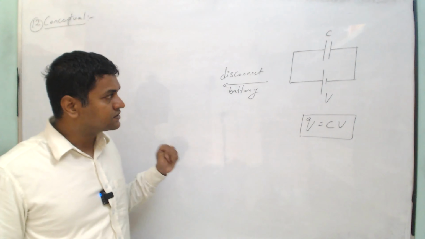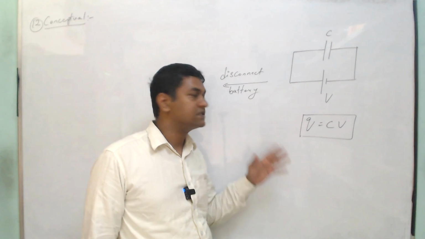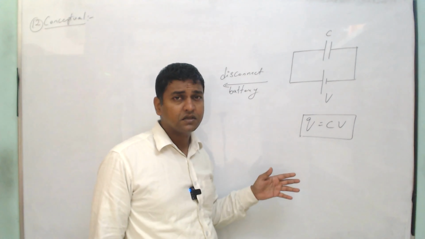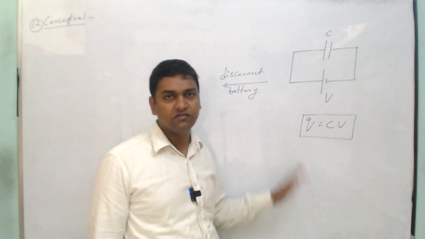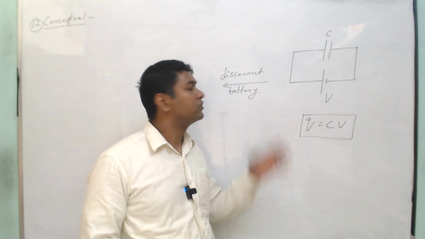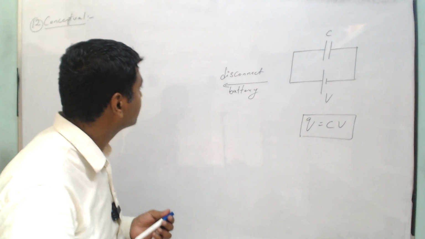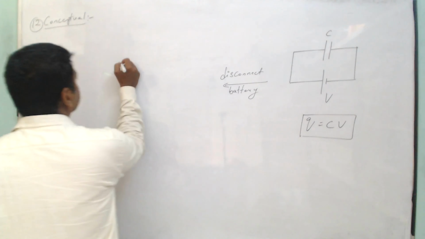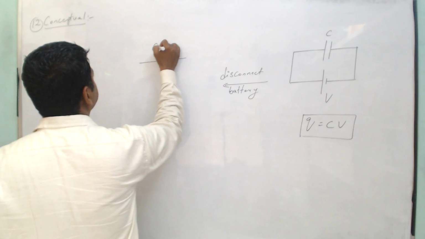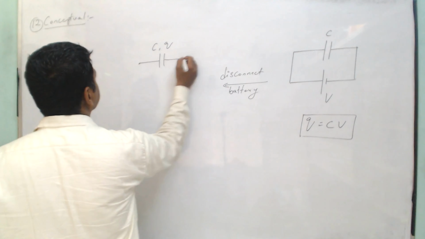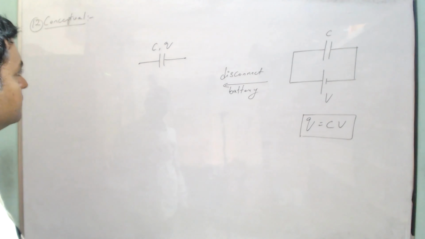So the story is this: we have a capacitor of capacitance C attached to a battery V. The charge accumulated on the capacitor is going to be Q = CV. Now I am going to disconnect the battery. When I disconnect the battery, the capacitance will remain as C and the charge will remain as Q.